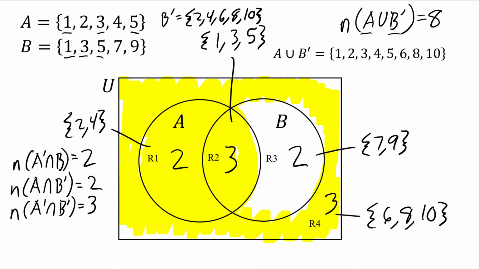Either it's in A or it's not in B. If we exclude region 2, we're excluding part of A, but we don't want to do that. So A union B complement is everything in A and everything not in B.